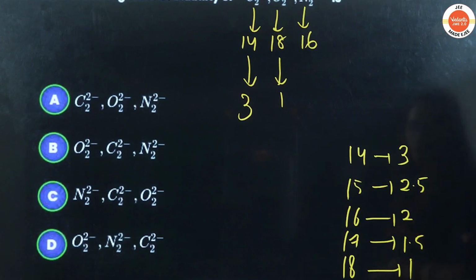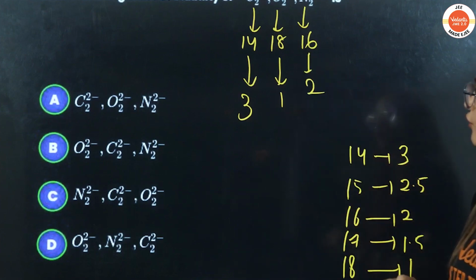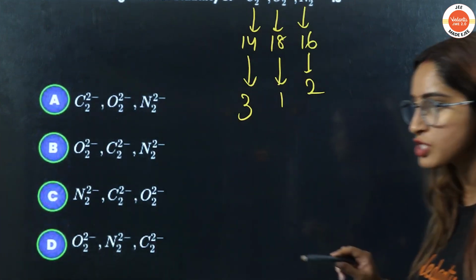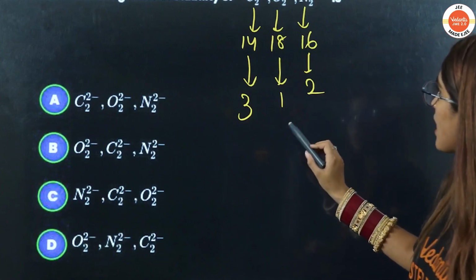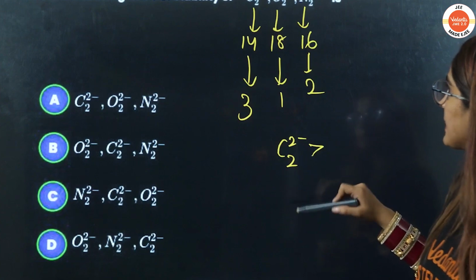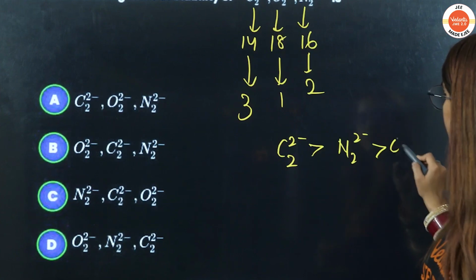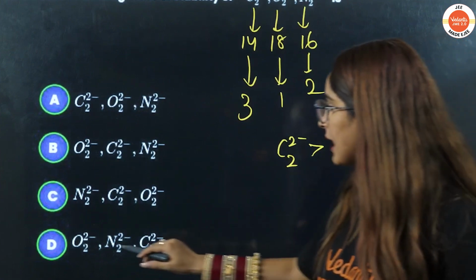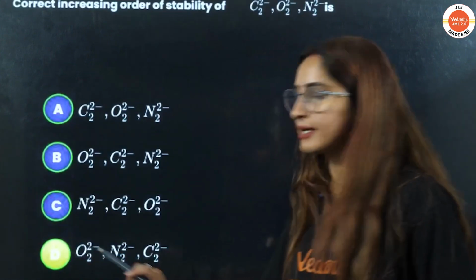Okay. So the answer will be 18 is 1, 16 is 2. So if you see this, this is going to be 3, 1, 2. And here we are just going to put this value, that is 3, 1, 2. That means the most stable is C2 2 negative, right? Then you will have N2 2 negative. Then minimum is for O2 2 negative. They are asking you the increasing order. That means O2, then N2, then C2. So D is the correct answer.